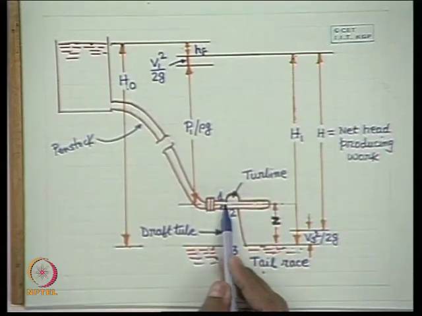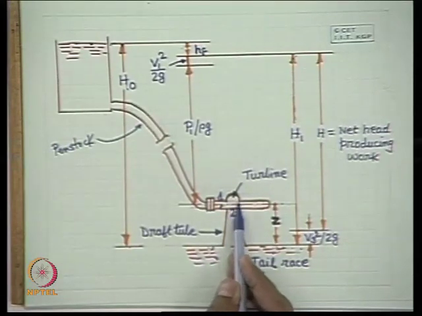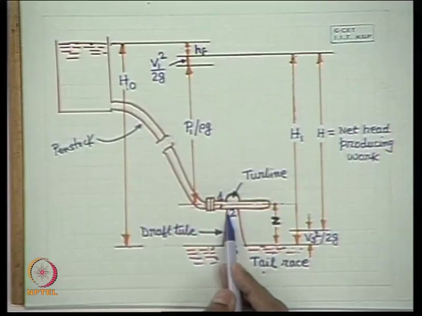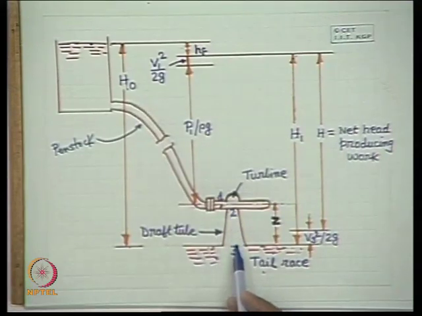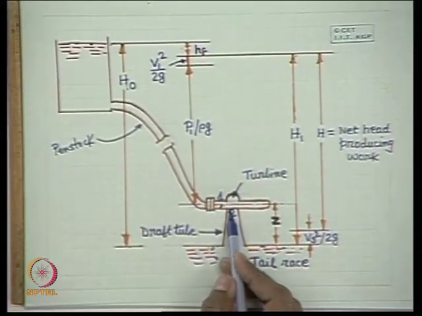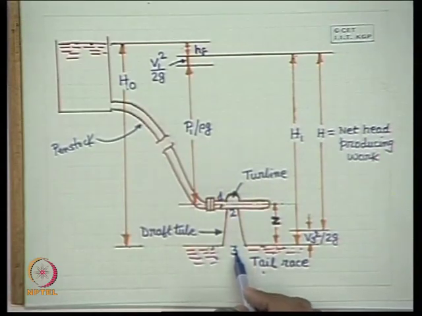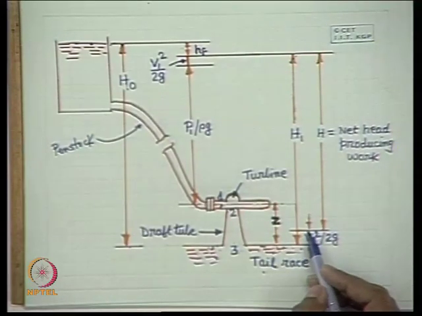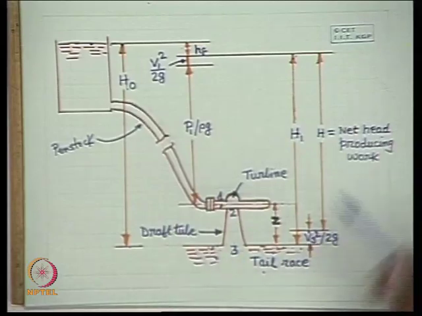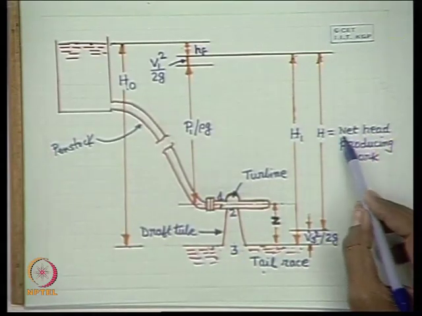Now, when it comes out of the Francis runner or the turbine runner at 2, work is developed, so work is coming out. Then it has a very low head. Again, it flows through the draft tube where there is no change in the head, if we neglect the friction in the draft tube. Then we can say there is no change in the energy, but the kinetic energy is reduced. Finally, we discharge the water at the tail race level. If we show the kinetic energy at the discharge, V3 square by 2g, where 3 is the section at the outlet of the draft tube, then this H is the net head producing work.